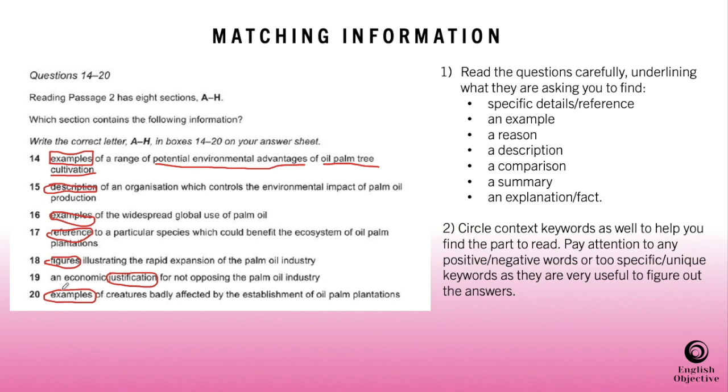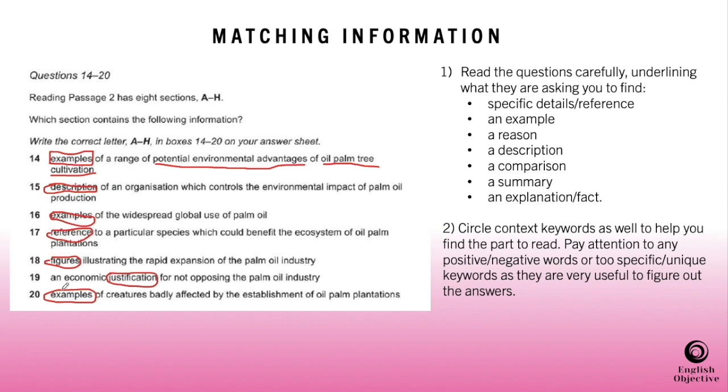Then I need to continue with the keywords. Potential environmental advantages. They speak about oil palm tree cultivation. So even though I don't know what the text is about, I already focus my attention on the questions. And I already know by just looking at the keywords that it will be about palm trees and oil and environmental advantages and so on and so forth. And they're going to give me some examples about these advantages. Yeah? Examples of the advantages.